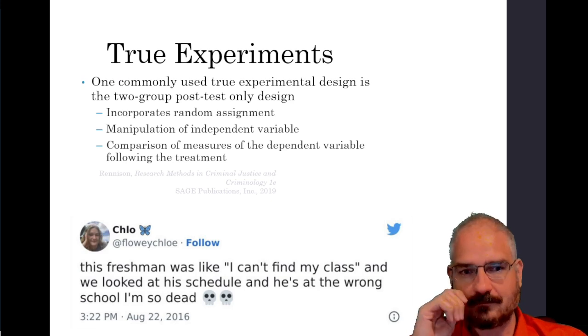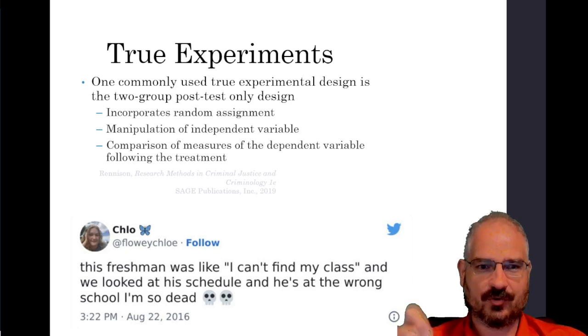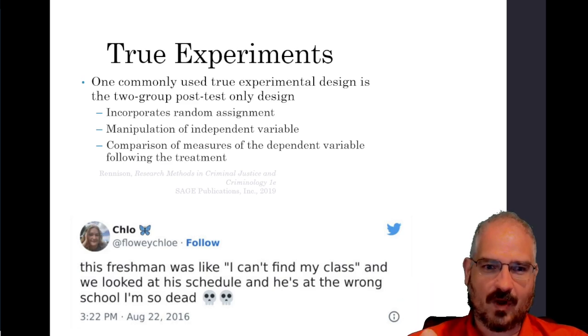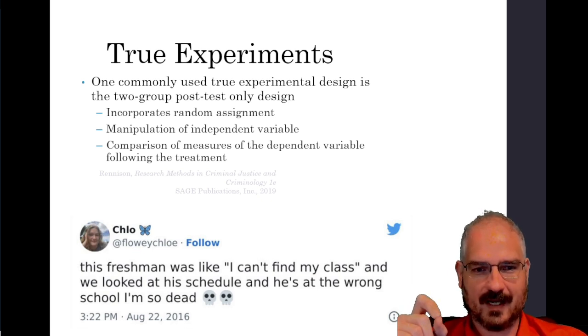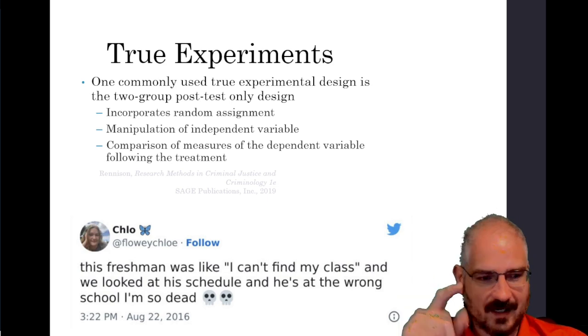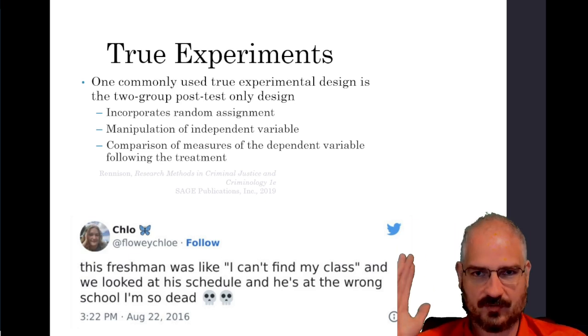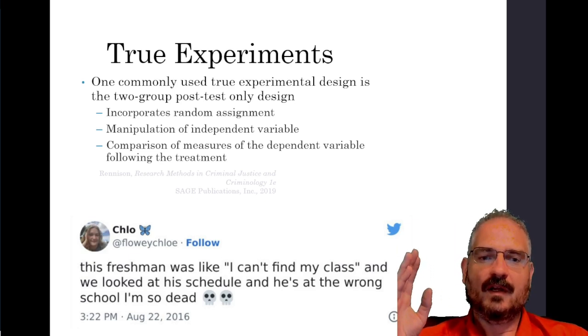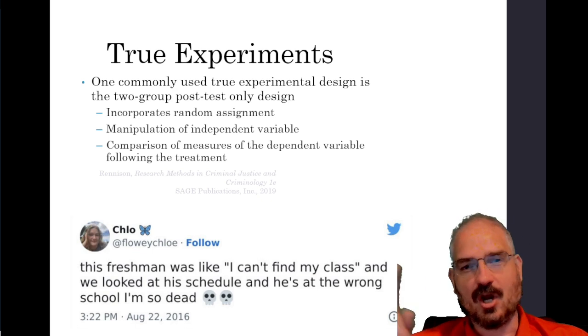Now, there are lots of different ways to design a true experiment, and each one has kind of positives and negatives. The simplest one is the two-group post-test only design, right? We get our two groups, an experimental group and a control group. We randomly assign all of our sample to one of those two groups. Again, you flip a coin, draw lots, whatever. Then we give the experimental group some treatment that we don't give to the control group.